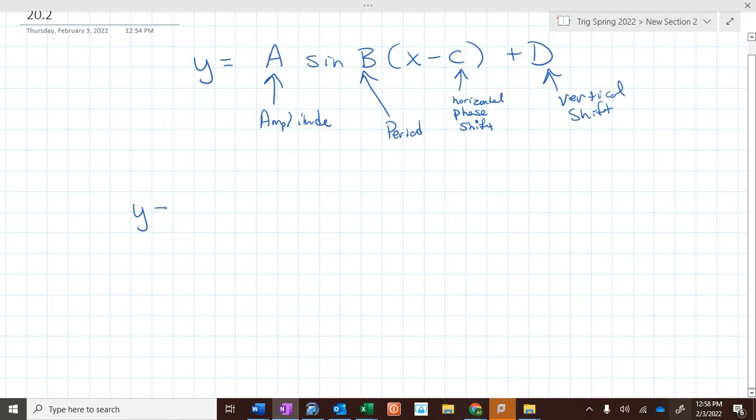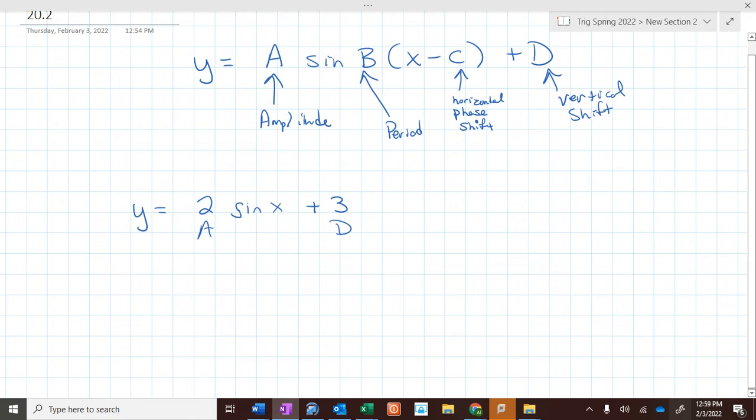So, let's say we have y equals 2 sine of x plus 3. We'll do a very basic one right off the start. Y equals 2 sine of x plus 3. All right. So, what do our numbers stand for? A, B, C, or D? What does 2 stand for? A. That's the amplitude. That's out in front. What is 3? C or D? D, because it's outside the parentheses.